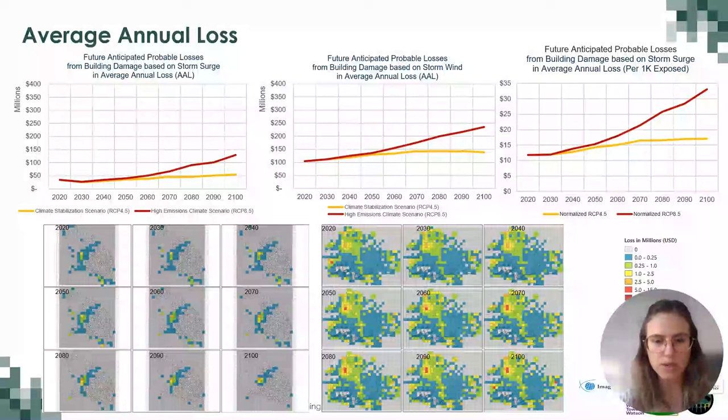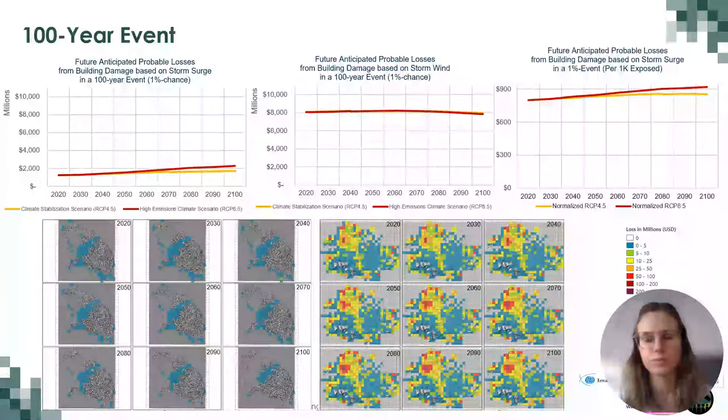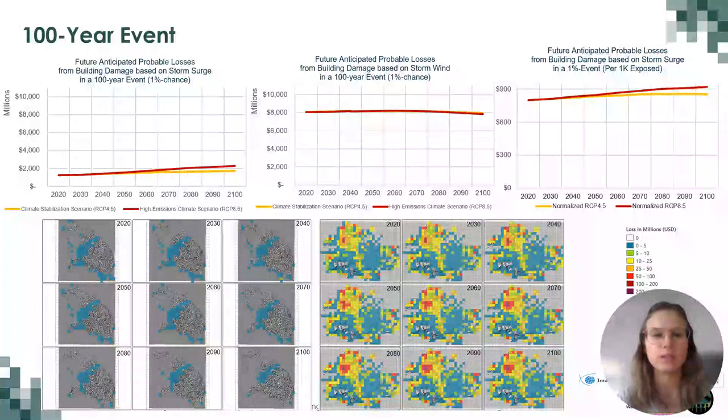And then we can have the same results, but in a graphical format. We can also produce results for different types of event, different return periods, or probability of occurrence. So for example, this is for a hurricane of 100-year return period, or what we call a 100-year event. And we can see here we have similar graphs and similar maps.